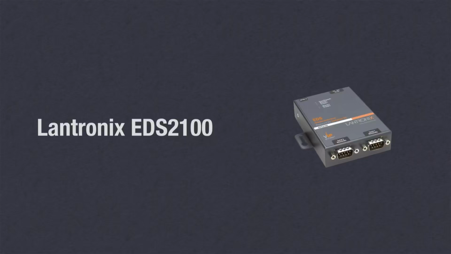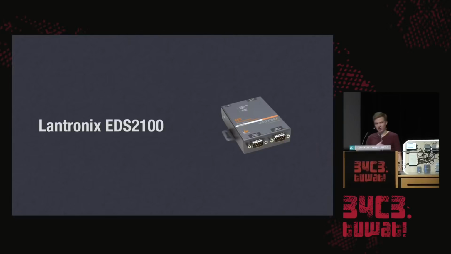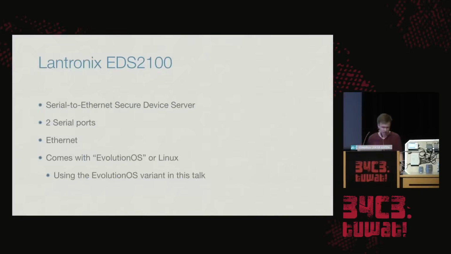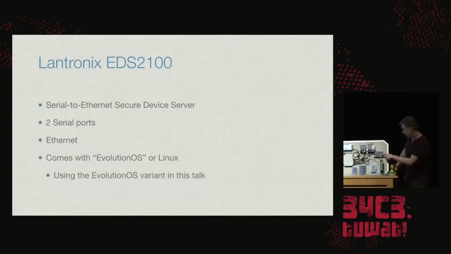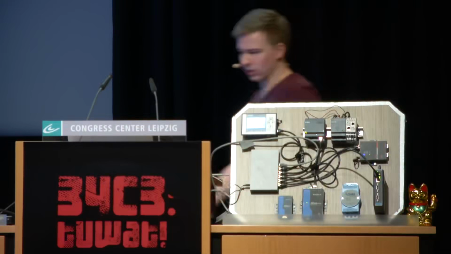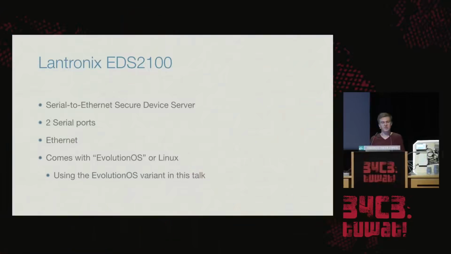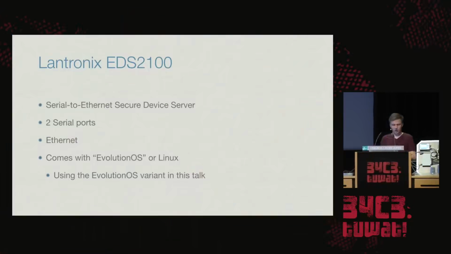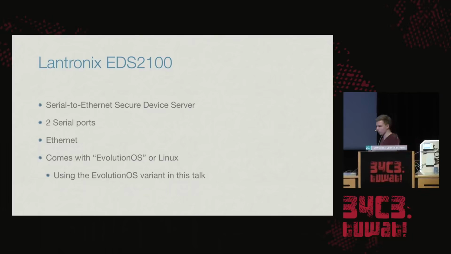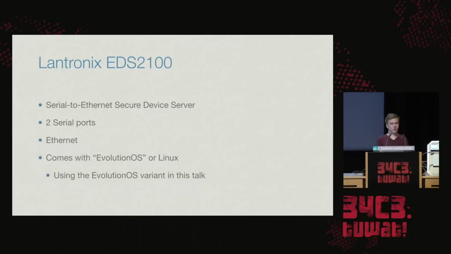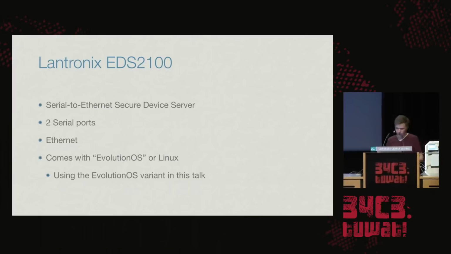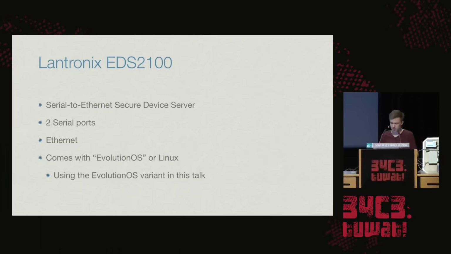This one is a Lantronix EDS2100, and it's kind of interesting because it's not ARM, and I almost exclusively do ARM. This device, which is mounted somewhere right here, is a serial to Ethernet secure device server. It has 2 serial ports, it has Ethernet, and you can buy it in 2 variants. One comes with Linux and one is Evolution OS, which is, I guess, a proprietary operating system from Lantronix. I'm using the Evolution OS variant in this talk.